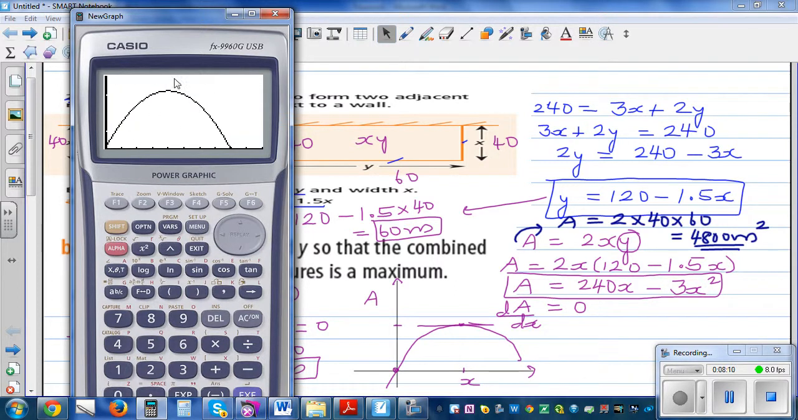So this is the graph, and at this point you're going to get the maximum, so you can press G-Solve and maximum. So when x is 40, y is 4,800. What's the meaning of that? When the width of the enclosure is 40 meters, you get the maximum area of 4,800 meters squared.